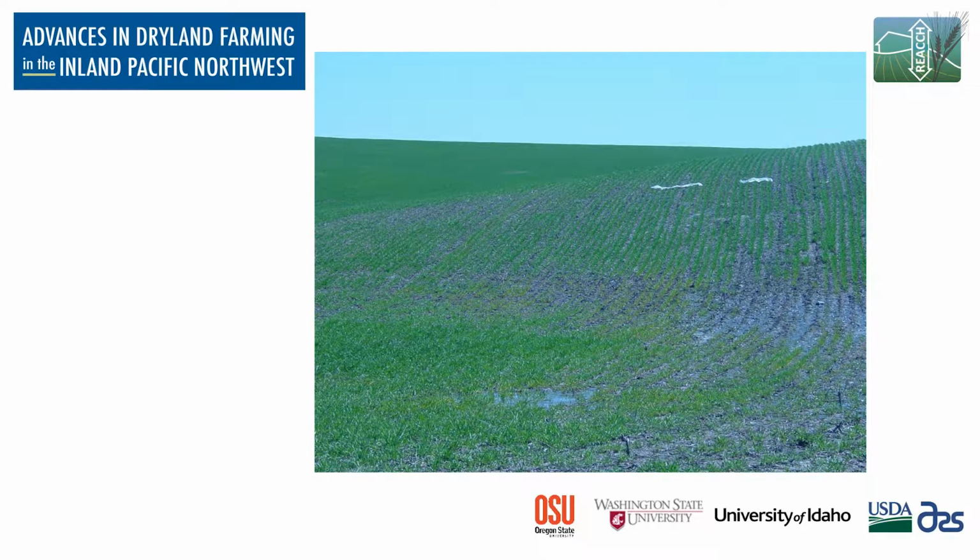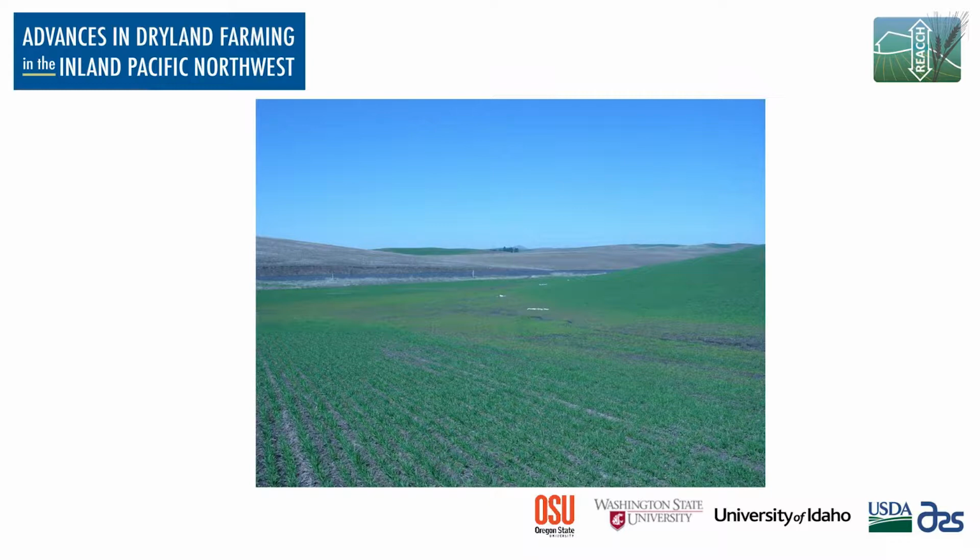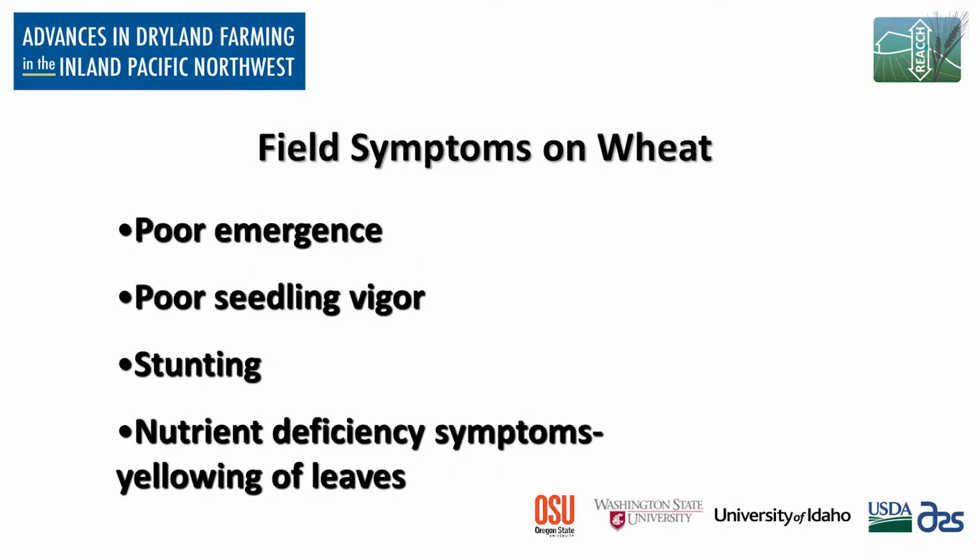So here's a couple of other field shots again, taken in the early spring. Looking across this hill, you can see a lot of those areas where the wheat has not really filled in. There's another example. And again, you can see that it's kind of in the low parts of the field. So again, the field symptoms on wheat are poor emergence, poor seedling vigor, stunting, and then you'll also see nutrient deficiencies. You'll often see yellowing of the leaves. And a lot of the growers may think that they have a problem with not enough nitrogen, but it's really a problem of this particular disease.